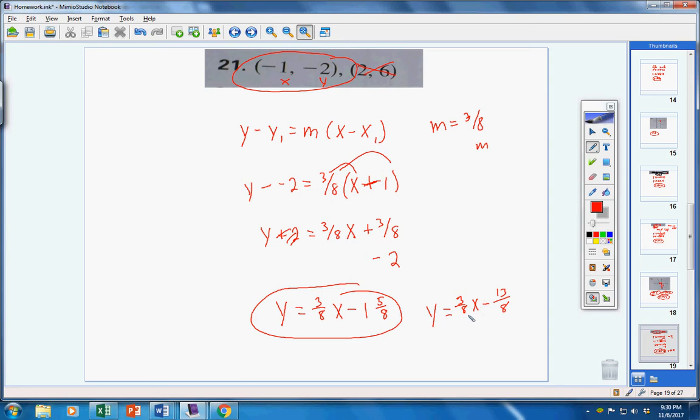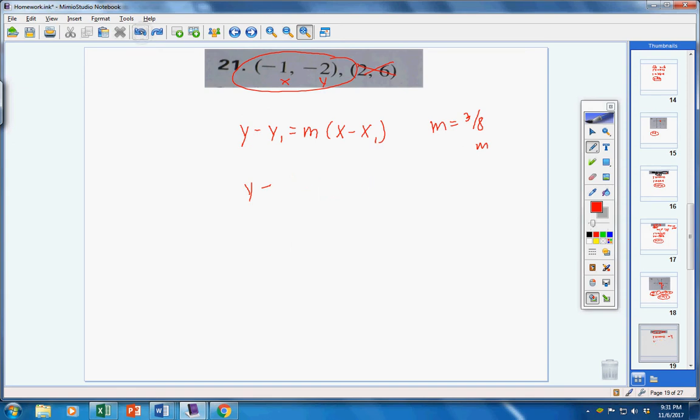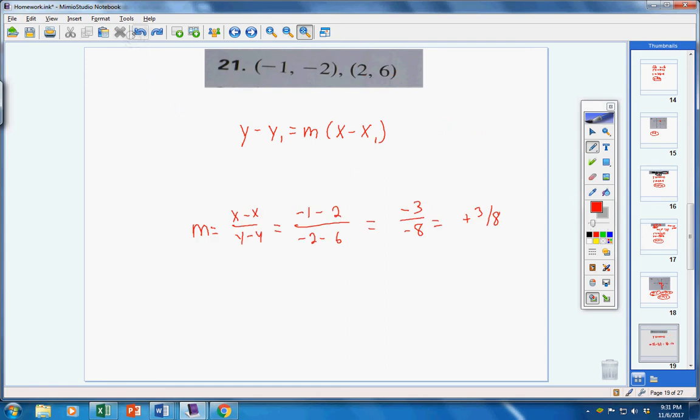Actually, I'm looking in the back of the book here, and it looks like I missed this. So let's start over and see if I can find my mistake here. It looks like I might have done my slope backwards. Sure did, guys. Sorry. I've done this for years. I know better than that. So let's do this again. I apologize.